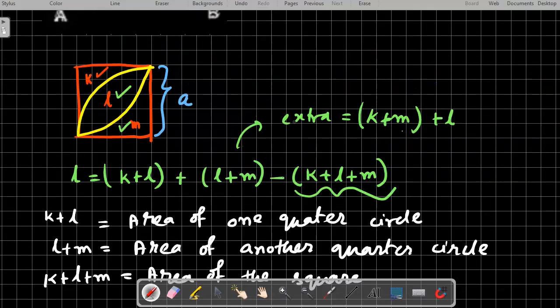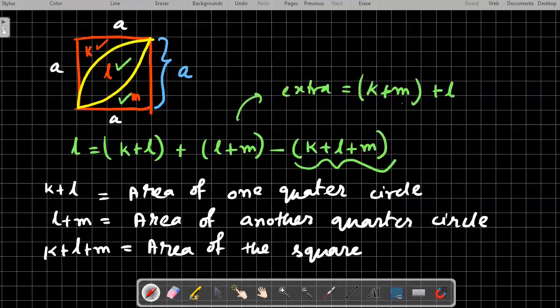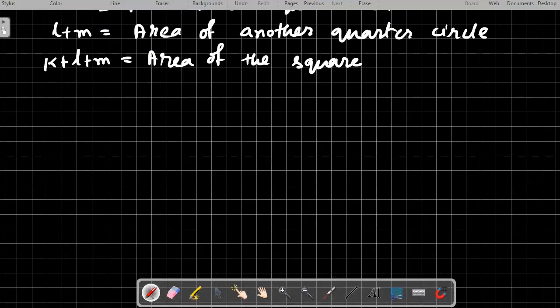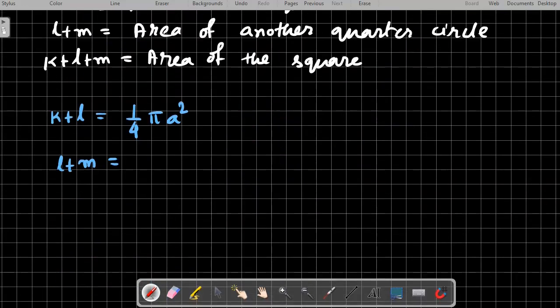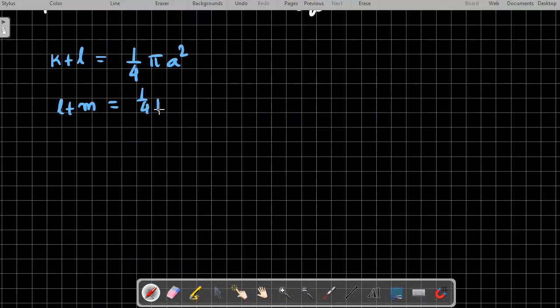Okay, now it is easy because we can find the K plus L, that is area of one quarter circle. So this quarter circle has radius A. So now find what is K plus L. K plus L, area of one quarter circle, that is 1/4 pi r square. Here r is A, so 1/4 pi a square. L plus M is area of another quarter circle that also has radius A. So this is 1/4 pi a square. Now what is K plus L plus M? That is area of the square, that is a square.